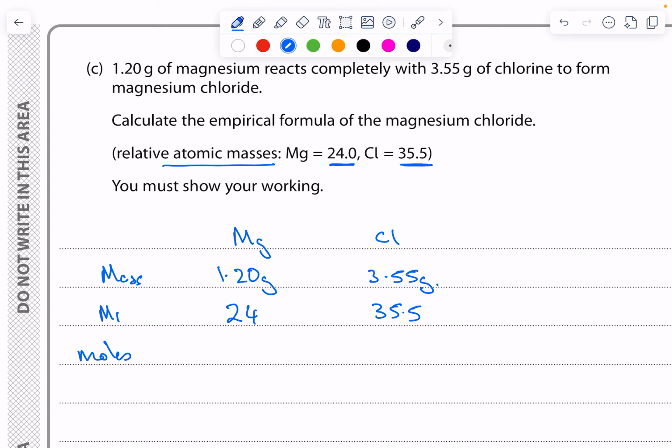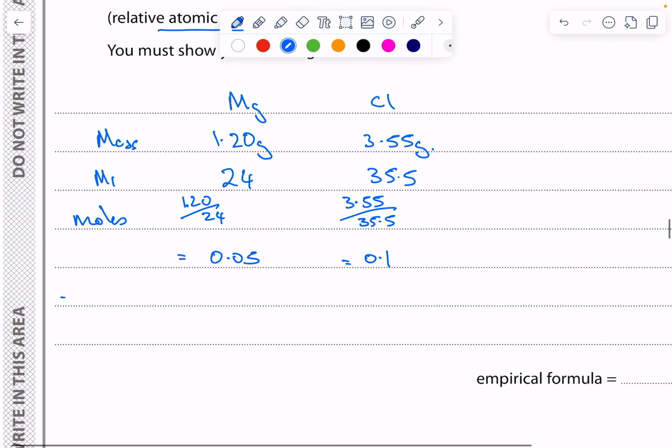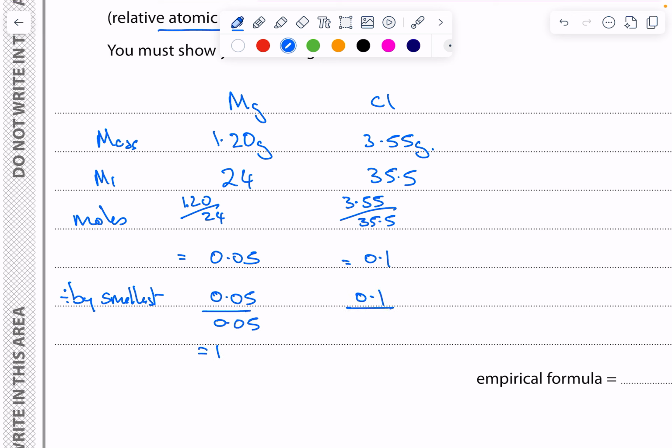So if I just do that on my calculator, it's 1.2 divided by 24. So let's just make sure we write down here that that's what we're doing. So 1.2 divided by 24 is 0.05. And on this side, we've got 3.55 divided by 35.5. So 3.55 divided by 35.5 is 0.1. And then the final stage is divide by the smallest. So smallest number here is 0.05. Divided by itself is going to be 1. And 0.1 divided by 0.05 is going to be 2.